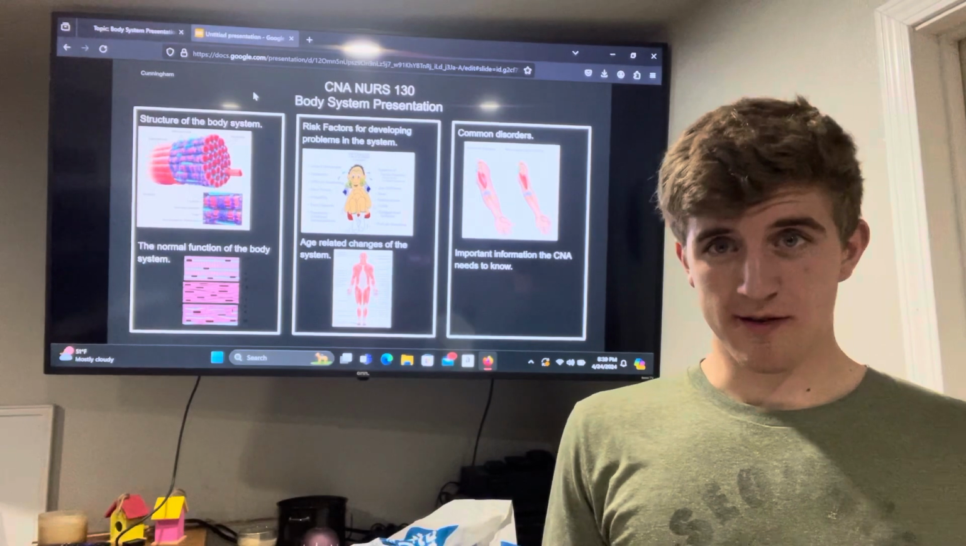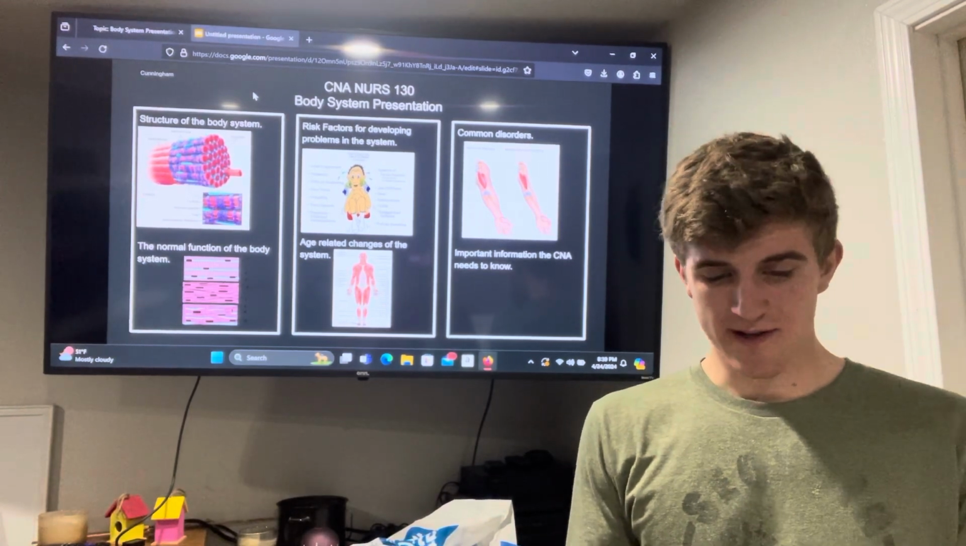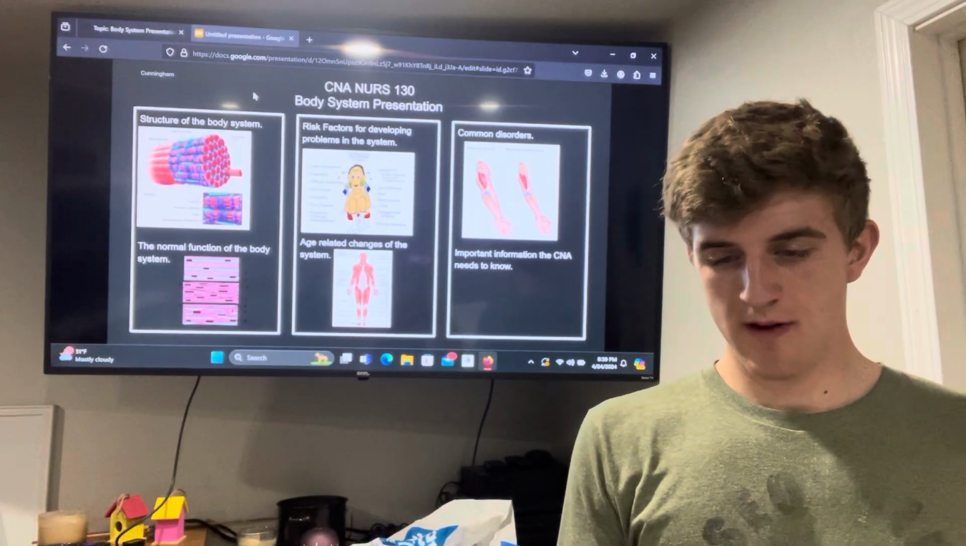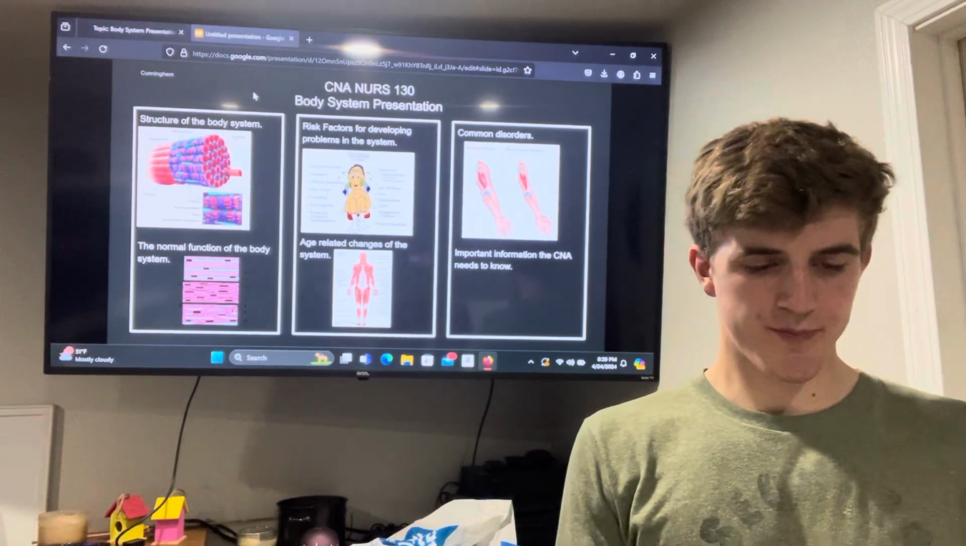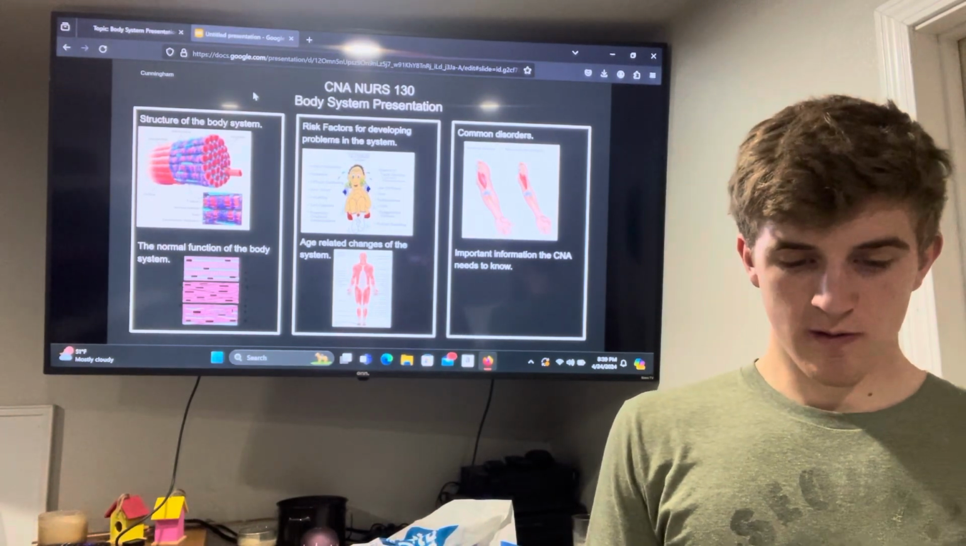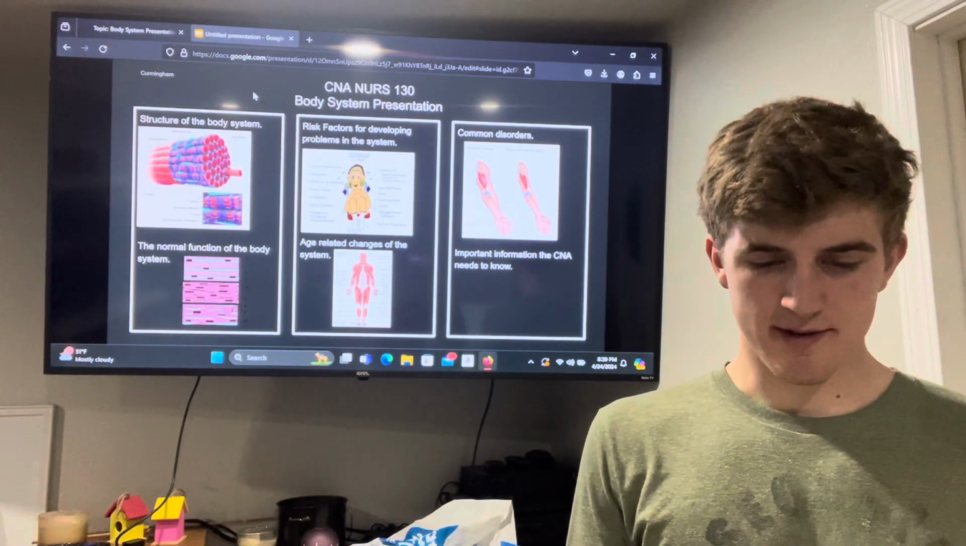The muscular system. The muscular system consists of three types of muscle: the skeletal, cardiac, and smooth muscles. Each composed of their own respective attributes and uses.